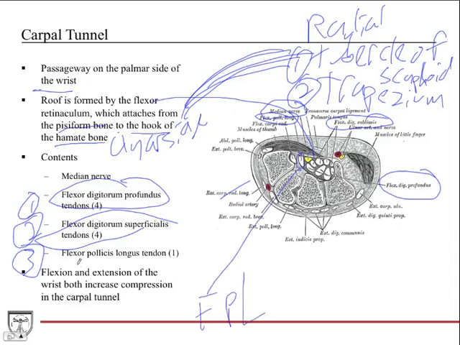And what's important to note is that flexion and extension of the wrist both increase compression in the carpal tunnel. Okay, and so that's important for carpal tunnel syndrome because both those motions can potentially exacerbate someone's pain.